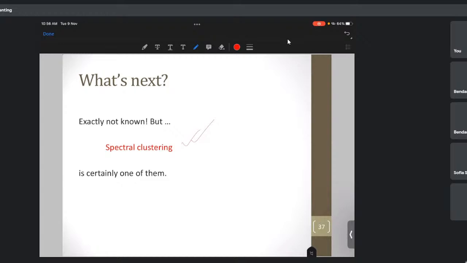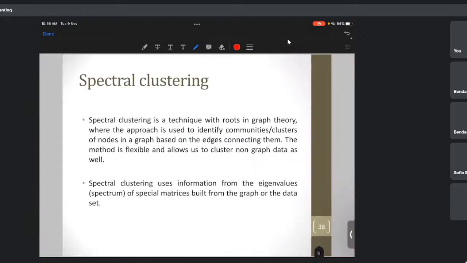Okay. So what is spectral clustering? This clustering is basically a method based on graph theory. But you can see that this clustering technique can also be used for non-graph data points. I will tell you how you can do it for non-graph data points.